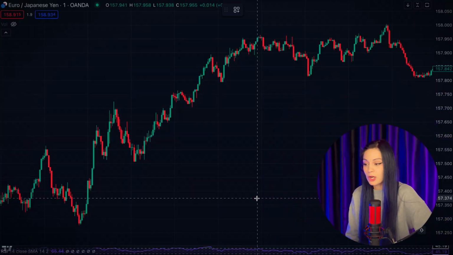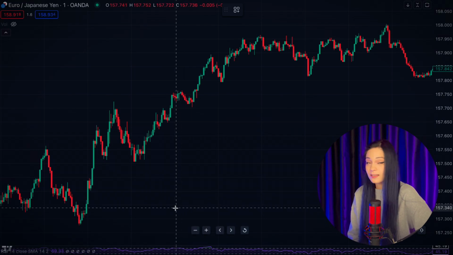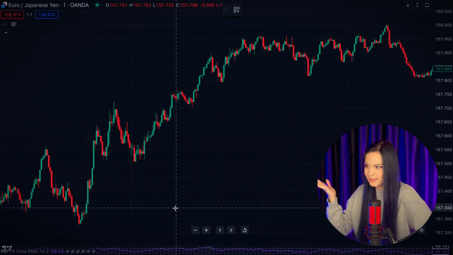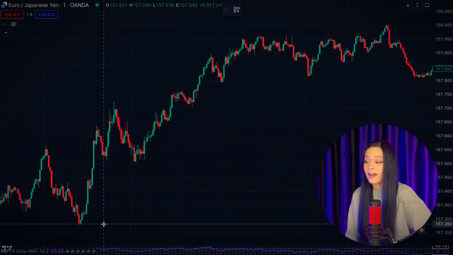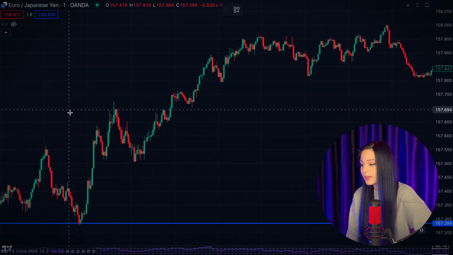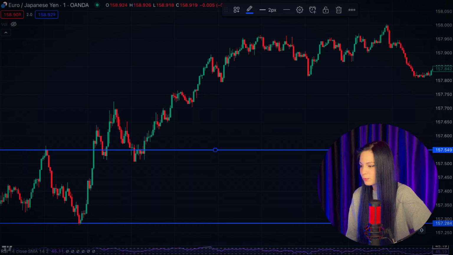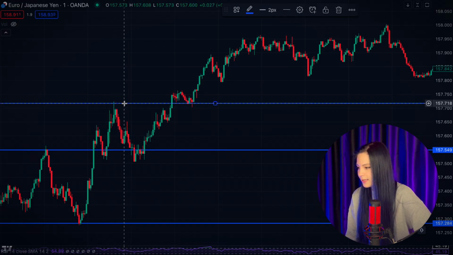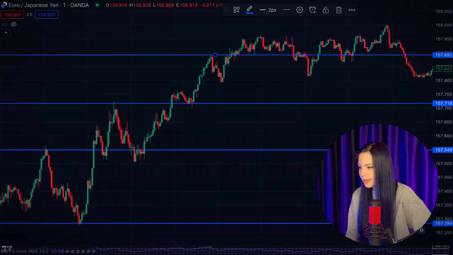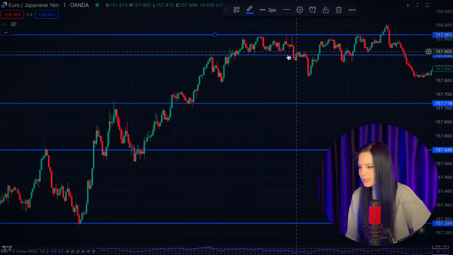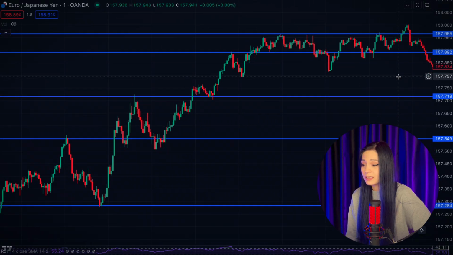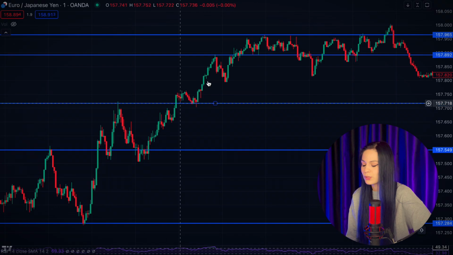So let's look at the chart. Right here we can clearly see an uptrend. The higher highs and higher lows are updated. And of course, let's add our levels. So right here, the price started moving up and our price peaks were right here, and right here as well. And this one is going to be the last one because the price started to consolidate and then went down, which just doesn't matter.